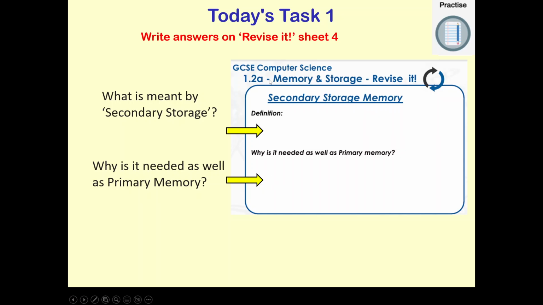On the sheet, answer this one box here. What's meant by secondary storage definition? And why is it needed as well as primary memory?